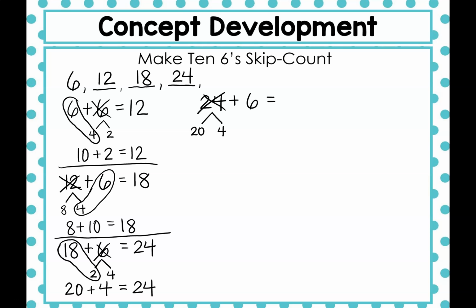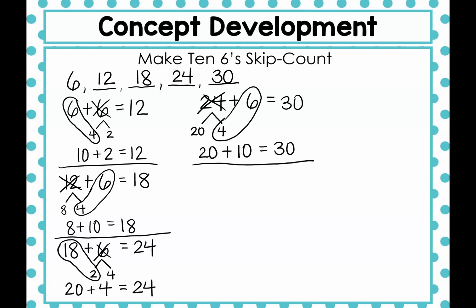20 is an easy number. But what about the 6 and 4 here? Did they become an easy number too? Yes, they do. So now our problem becomes 20 plus 10. That's much easier to do than 24 plus 6. And I know that 20 plus 10 is 30. So the next number in our 6 skip count is 30. Okay, let's do one more.